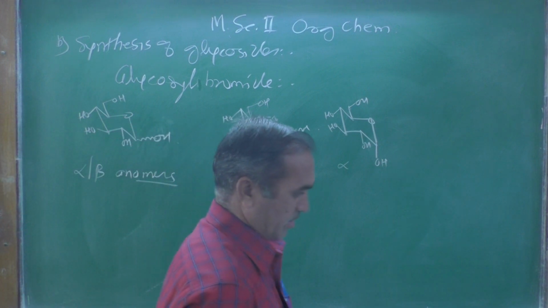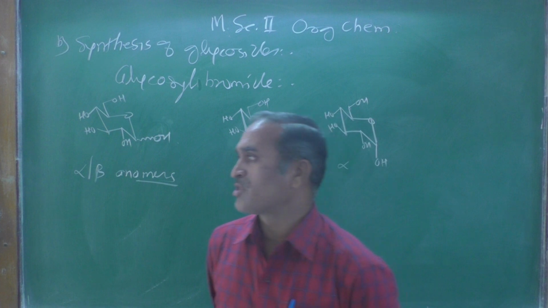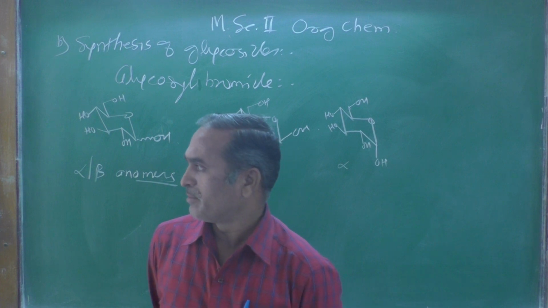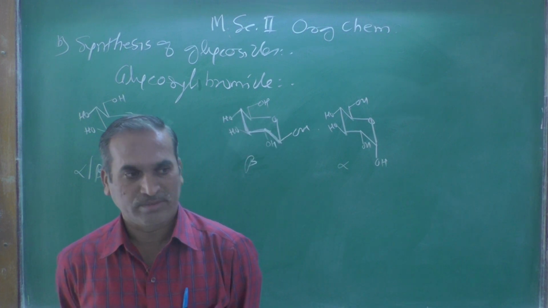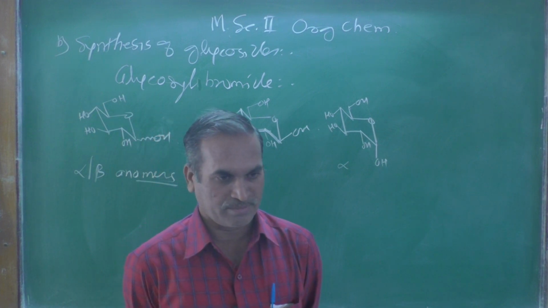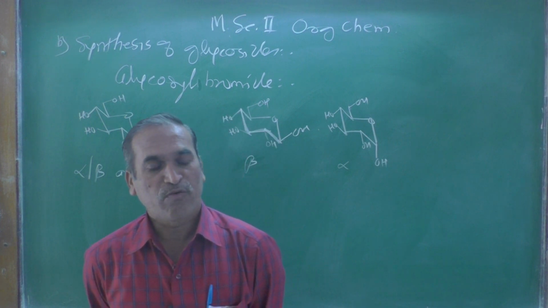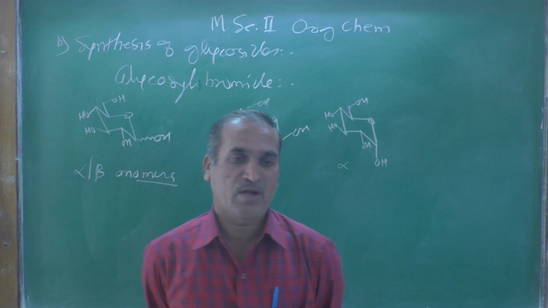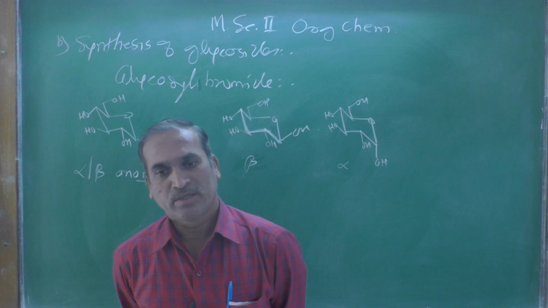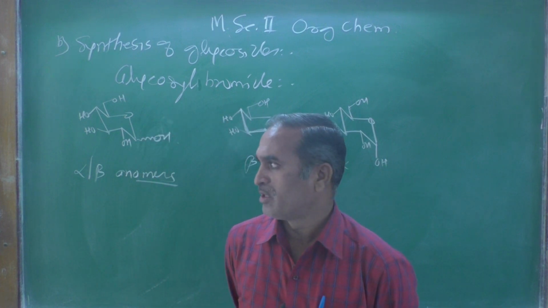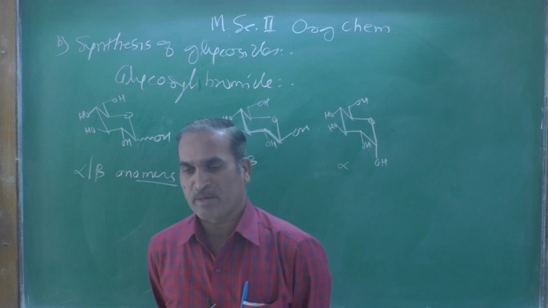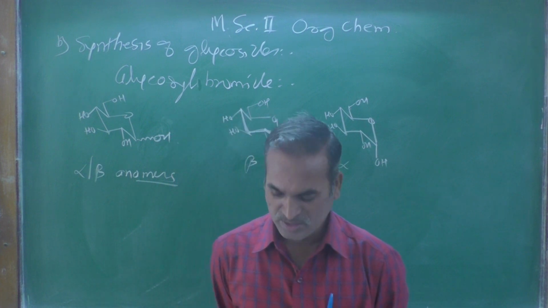Now why am I representing these in the chair form? Because the chair form is more stable than the other conformations, like the boat conformation. In a boat conformation in a simple cyclohexane, you might know there are flagpole interactions. Due to the flagpole interaction, the internal energy is increased, and that's why the boat conformation is less stable as compared to the chair conformation.